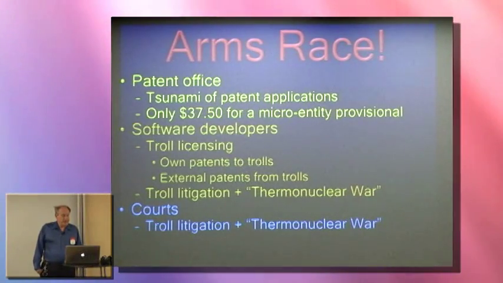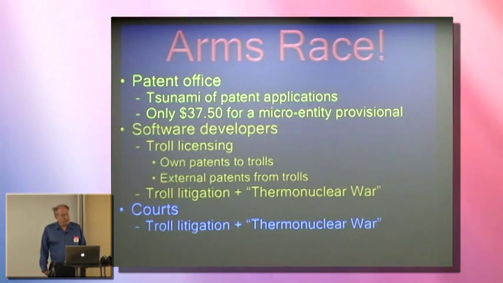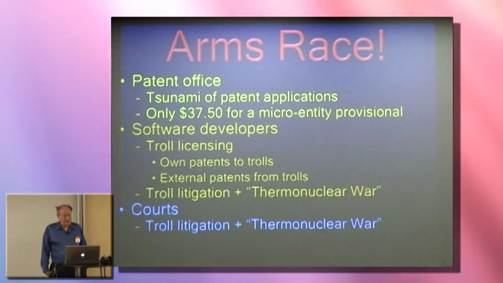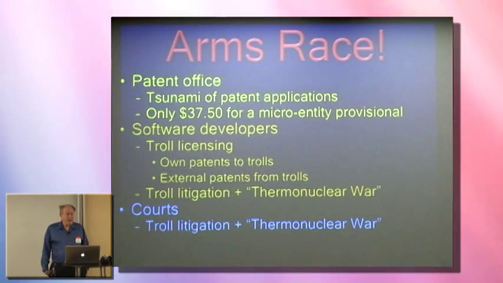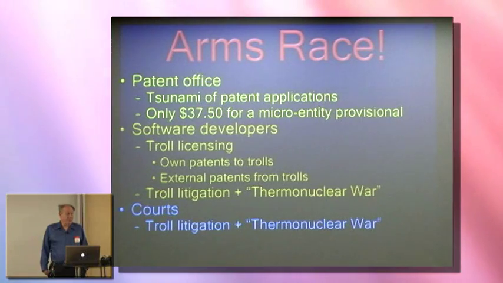With the software developers looking at troll licensing, their own patents to the trolls, external patents from the trolls. We're looking at troll litigation plus thermonuclear war. We're looking at the patent office having a tsunami of patent applications. And it's only $37.50 for a micro-entity provisional patent. And the courts are looking at a tsunami of troll litigation and thermonuclear war, and we're just getting started.